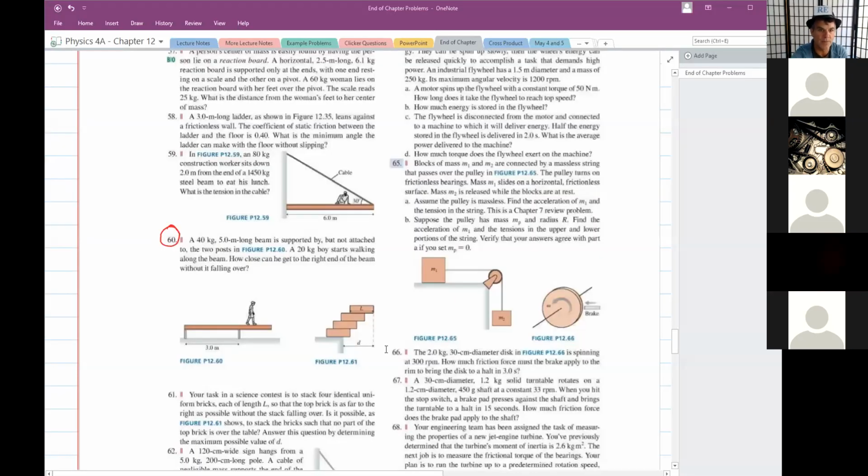I think I missed somebody. Can you run through homework 1260? Yeah, because that answer didn't include. So just real quickly touching on just this one, if you want to go through the conceptual stuff. A 40 kilogram, 5 meter long beam is supported by, but not attached to, 2 posts in the figure below. A 20 kilogram boy starts walking along the beam. How close can he get to the right end of the beam without falling over?